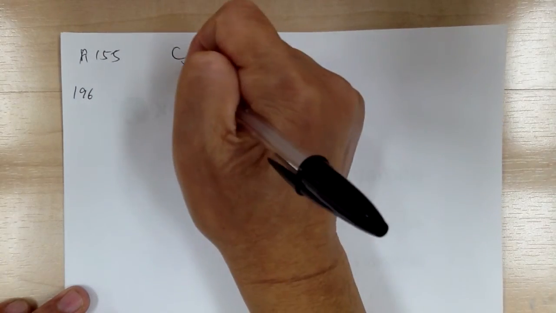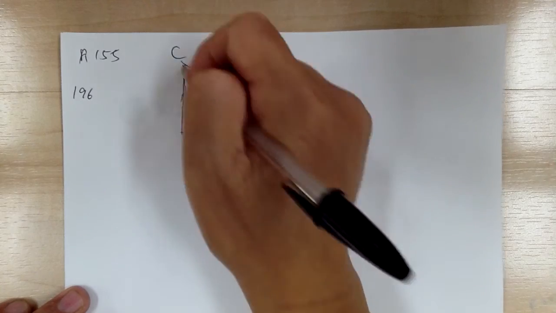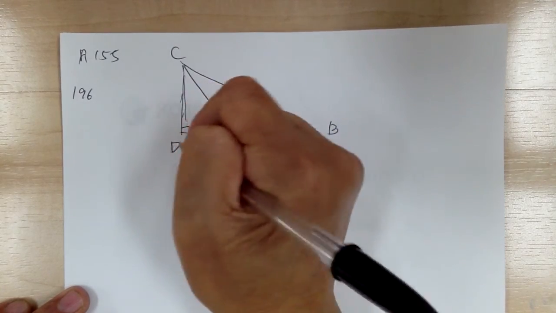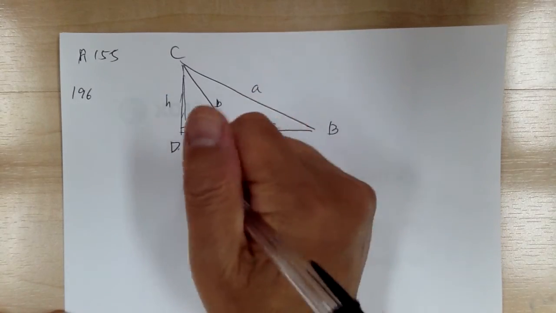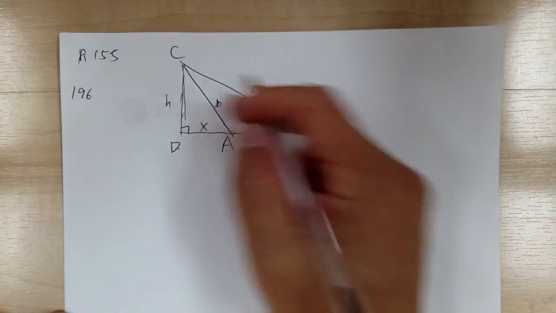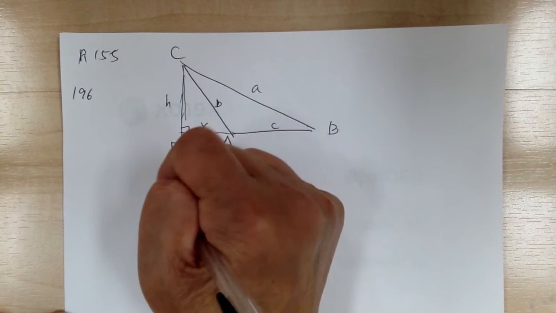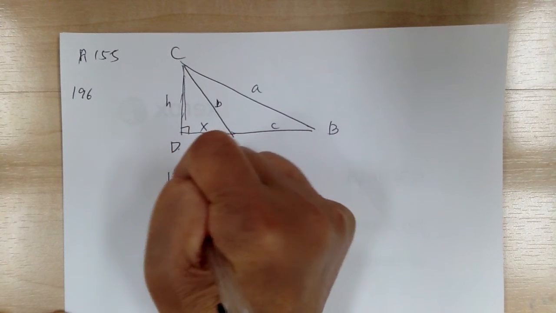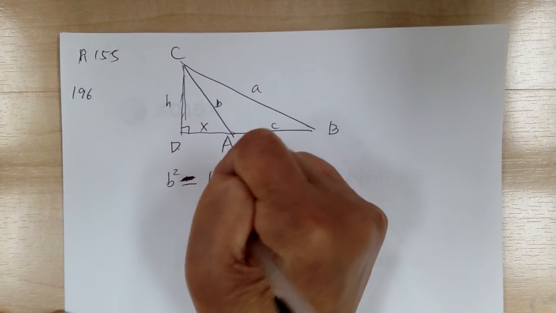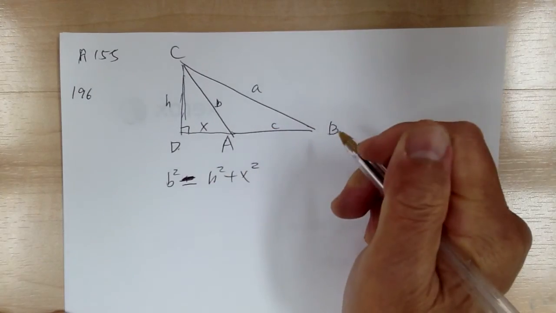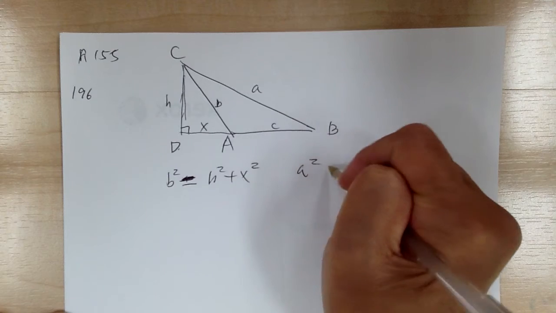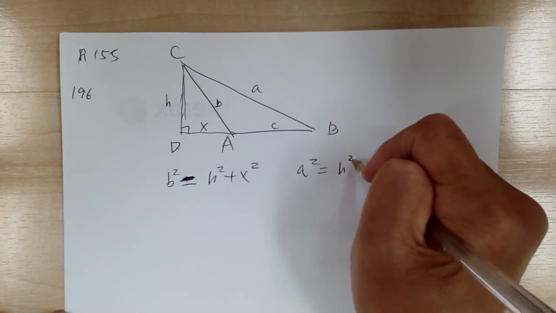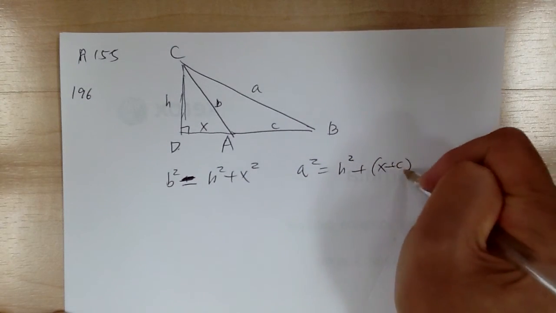In this case, you need to draw the altitude down, and call this D. So this is H, this is X. Apply the Pythagorean Theorem using this triangle over here. So b squared equals h squared plus x squared. And now you use this whole big triangle. So a squared equals h squared plus the quantity x plus c, squared.